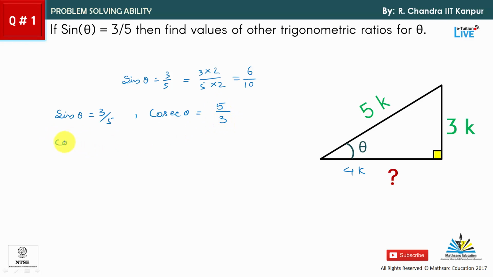And then we have cos theta as base upon hypotenuse. So this is 4k upon 5k. K will get cancelled out, hence we will get 4 by 5. And sec theta is equal to the reciprocal of cos, that is 5 by 4. Similarly, we have tan theta. Tan theta is perpendicular upon base, that is 3 by 4. And hence cot theta is equal to the reciprocal of tan, that is 4 by 3. So these are the values of the other 6 trigonometric ratios. Let's have another problem.